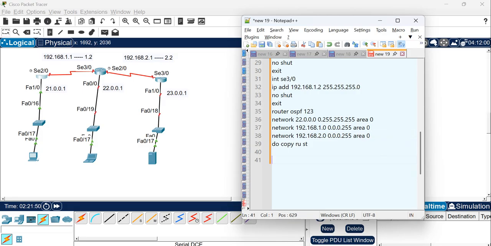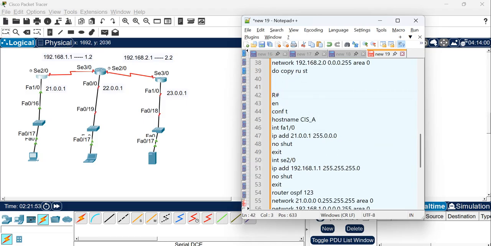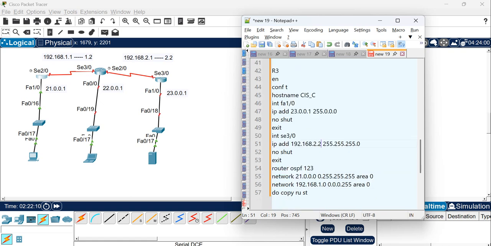Clear, guys? Now let me configure for router 3. What is your FA0, FA1/0? Do I have it? Yes. It is going to be 23.0.0.1. And do I have SE2? No, I have SE3. What is the IP of SE3? It is going to be 192.168.2.2. Clear?